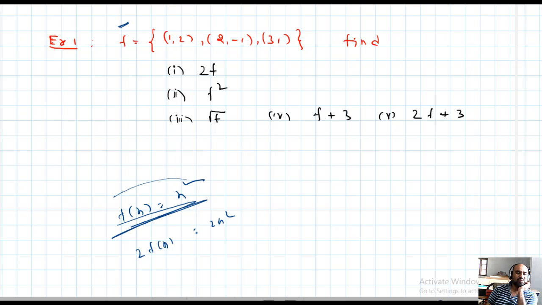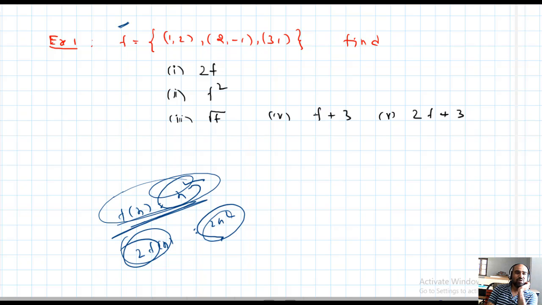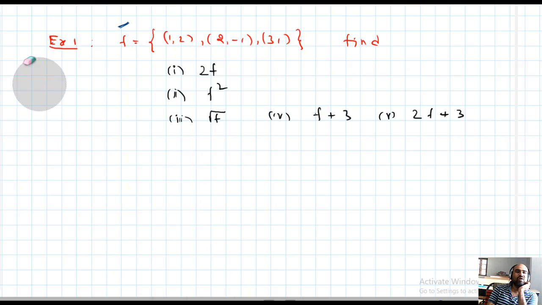For this function, this is the rule. For the new function, this is the rule. But what is the problem here? The function is not given in rule form. The function is given in ordered pairs. Okay, f is a function which is given in ordered pairs. So 2f, also a new function, we want to write in ordered pairs.